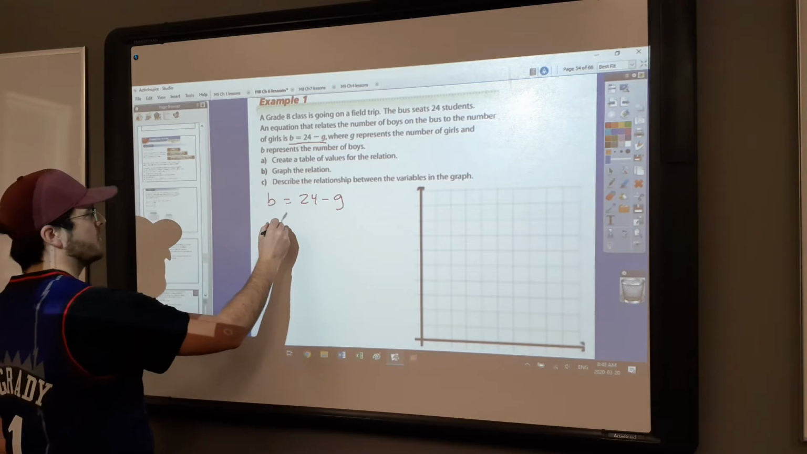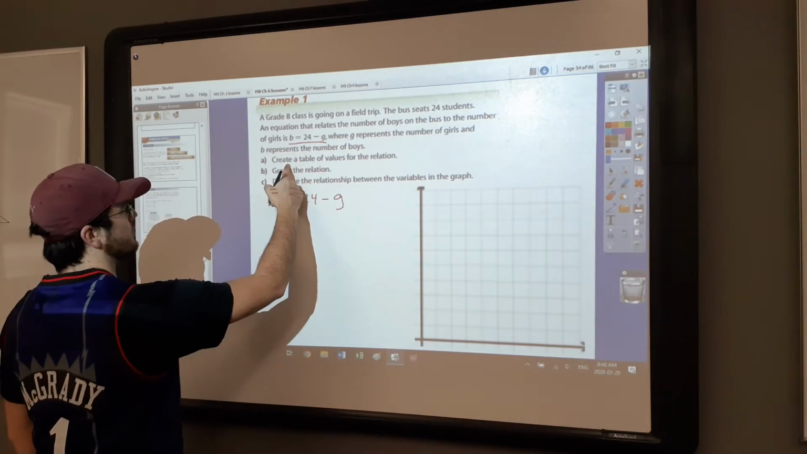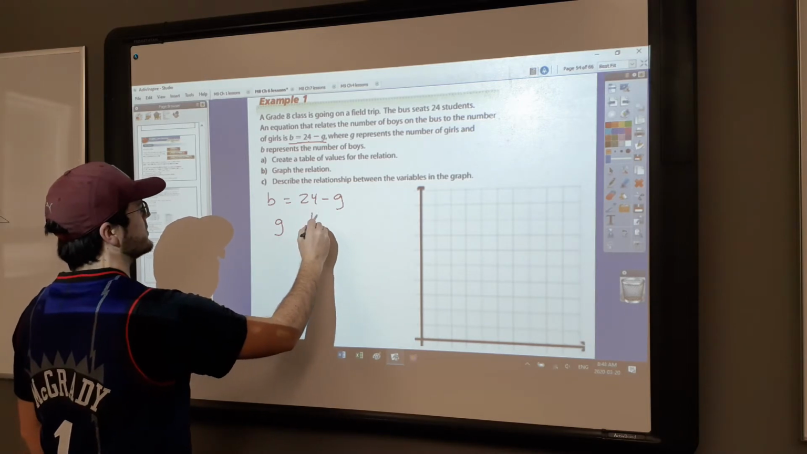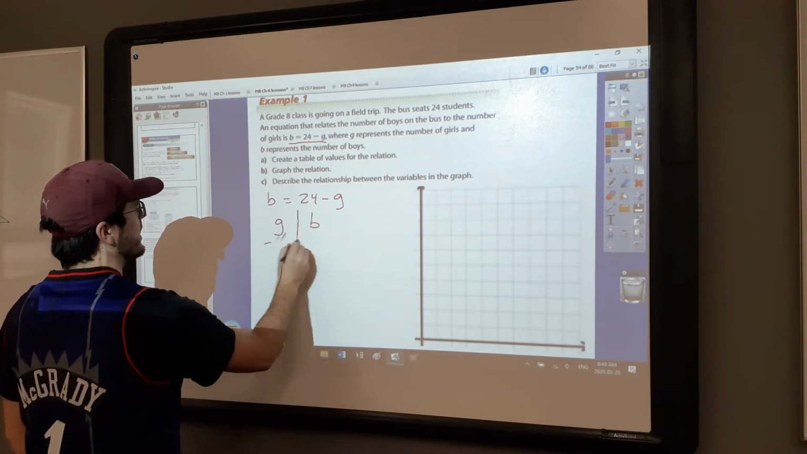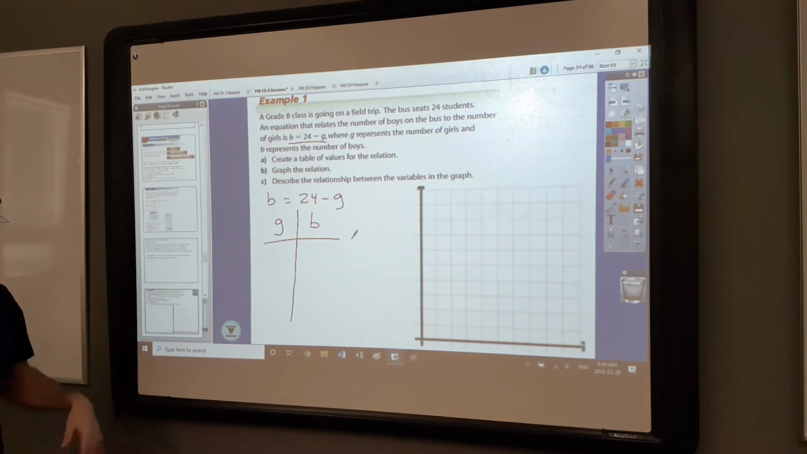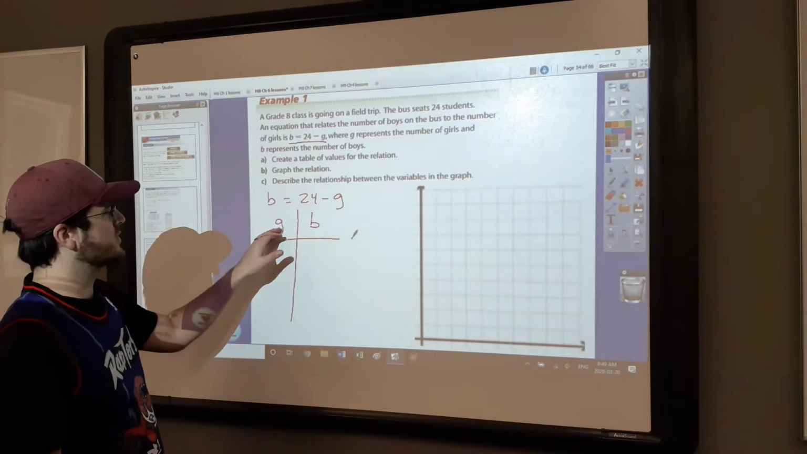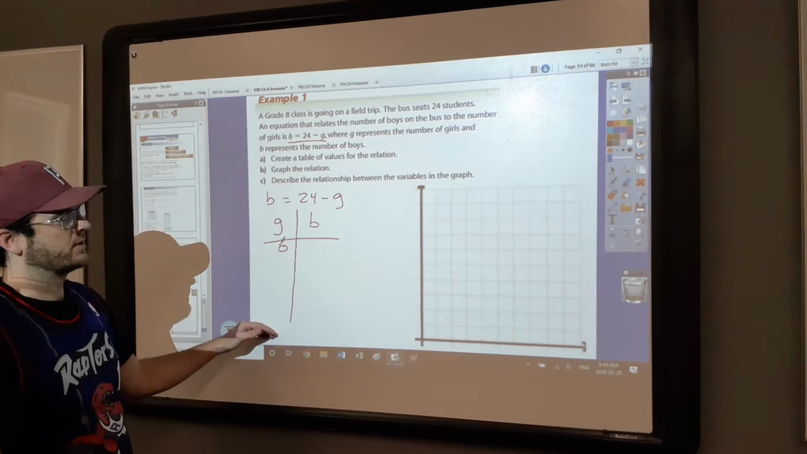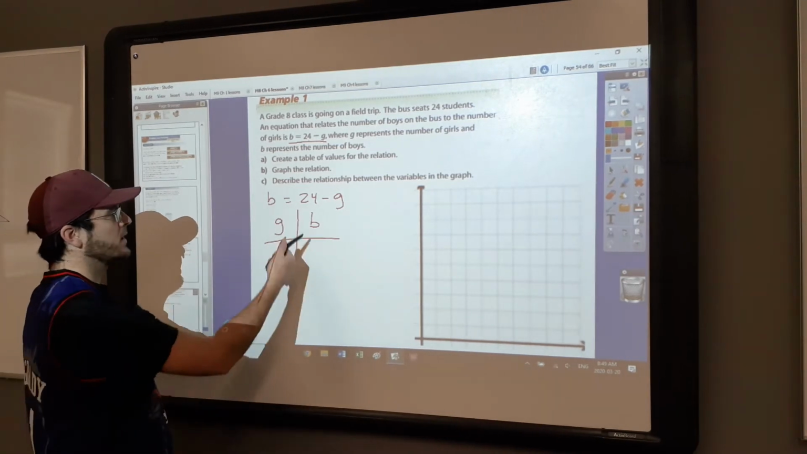So if we want to figure this out and we want to create a table of values, then we can take that table of values and take the ordered pairs and graph it. So we have a few options here. We could just start putting in from 0 on to 24. We don't have to actually fill in the whole thing because you'll see the pattern.